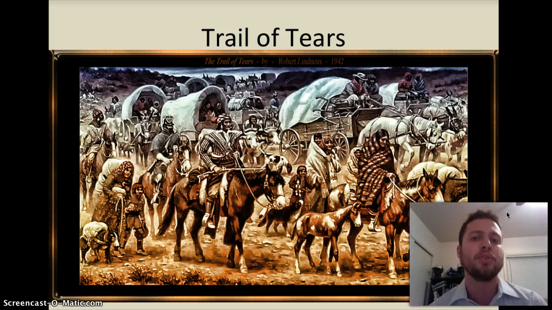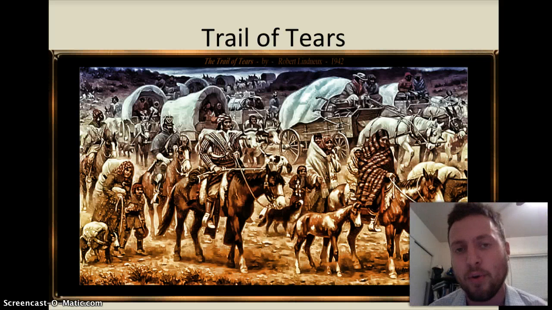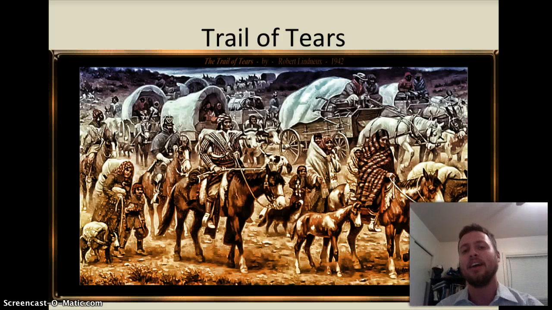It was controversial. The Supreme Court said you're not allowed to do it. Andrew Jackson ignored the Supreme Court, and the Cherokee were forcefully removed from Georgia to Oklahoma. More than 4,000 Cherokee die on the Trail of Tears.